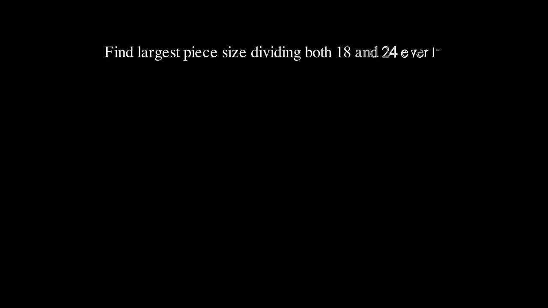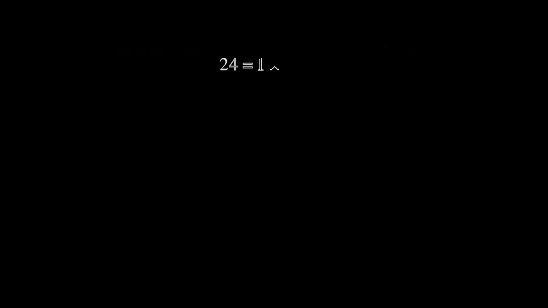Whenever we need the biggest piece size that fits evenly into 2 lengths with nothing left over, we look for the largest number of meters that divides both lengths exactly. We find that by repeatedly splitting the bigger length using the smaller one, shrinking down step by step until the leftover becomes 0. Take the 2 lengths, 24 and 18.